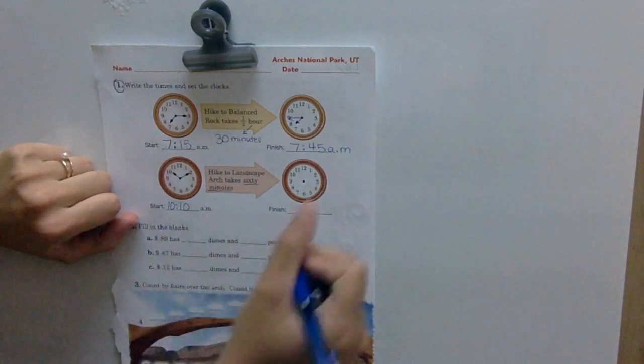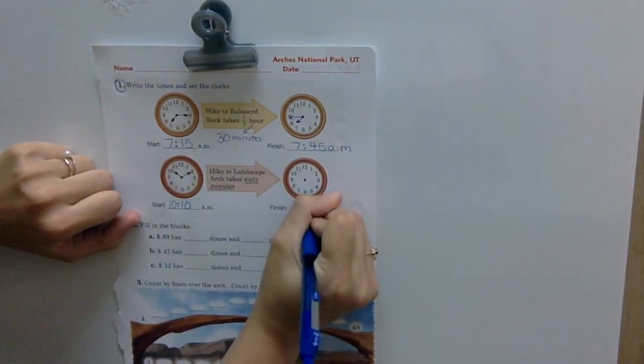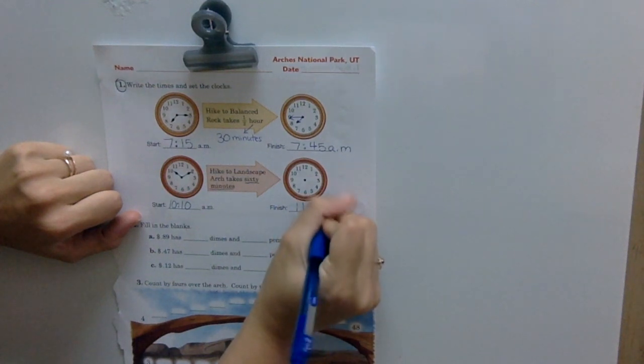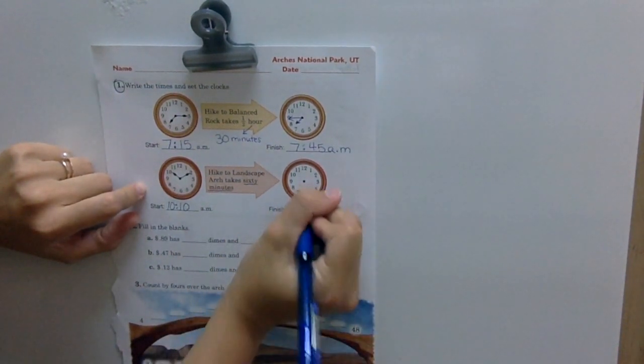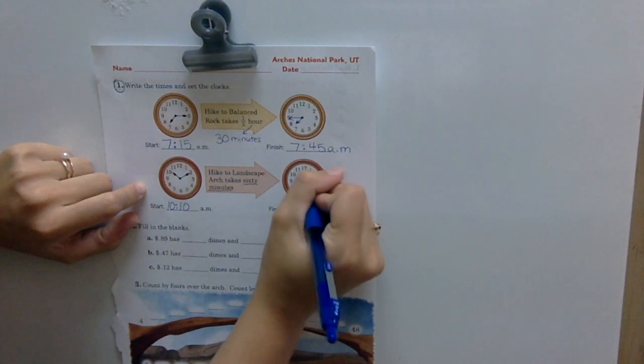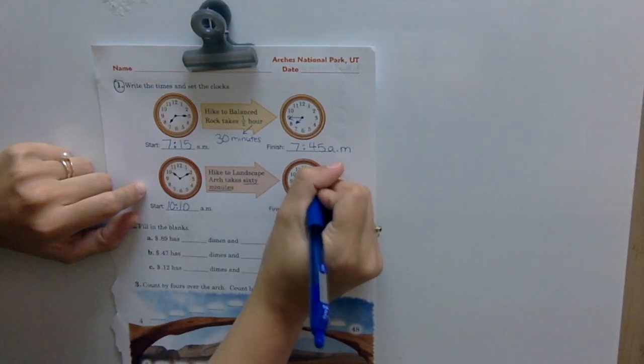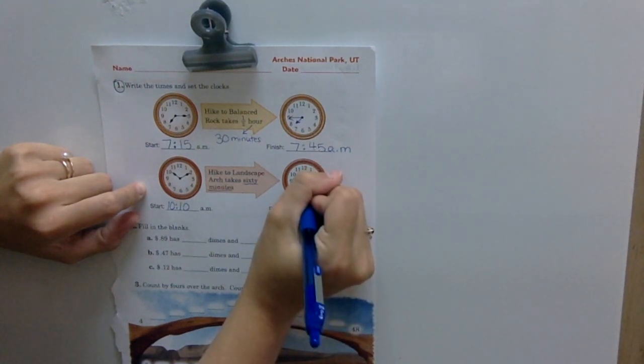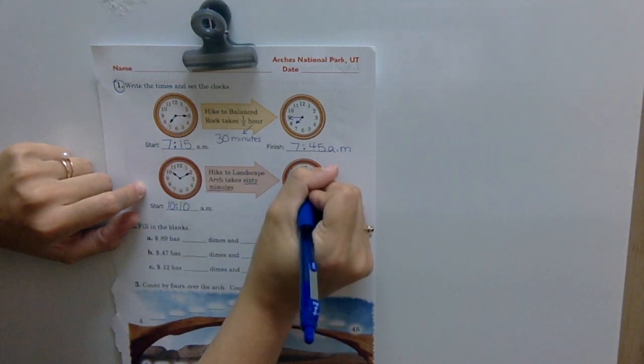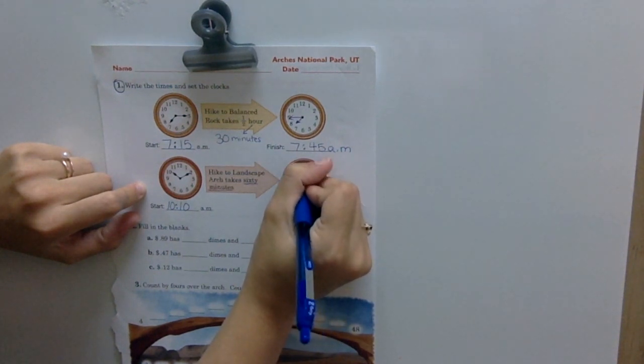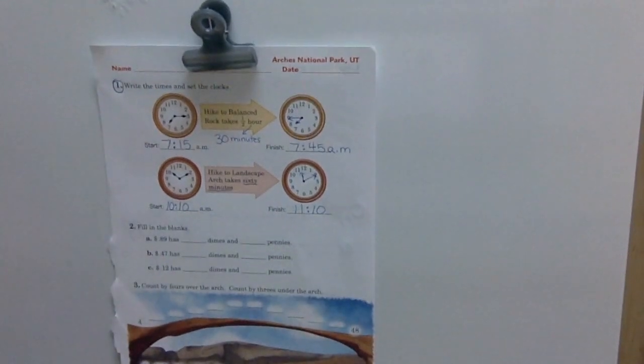So I'm going to finish at 11:10. So let's go ahead and draw that, 11:10. So the minute hand is going to be pointed to the 2 for 10, and then the hour hand will be somewhere between the 11 and 12. Just like that. Very good.